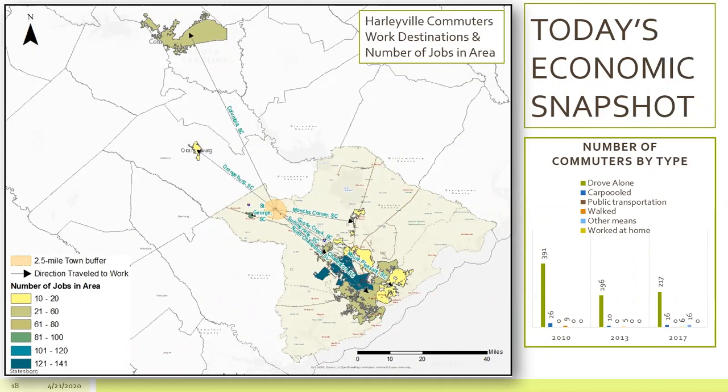But what we see shown in this commuting pattern is that the majority of folks here are commuting to North Charleston, Summerville, Columbia, and even St. George for work. And the chart on the right here is showing the number of commuters by type. We're not really seeing too many commuting habits change from 2010 to 2017. Mostly people are driving alone. Interestingly, the average travel time to work increased quite a bit to 40 minutes in 2017, so increased about 11 minutes.